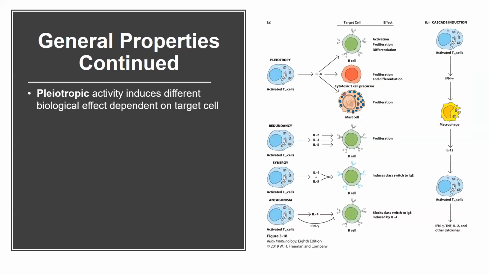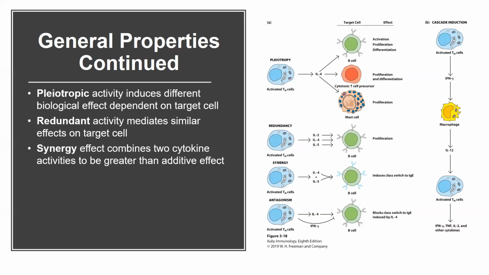So some general properties, it's good to know these terms or at least have some name recognition of them. Pleiotropic activity means there's going to be a different biological effect depending on the target cell. Redundant means that essentially it's going to be the same effect on the target cell. That makes sense. Redundancy, same effect. Synergy would be the effect of two cytokine activities together being additive. We see this often with inflammatory cytokines. If you have one inflammatory cytokine and another, and you add them both together and they affect the same cell, it's going to increase that pro-inflammatory effect.